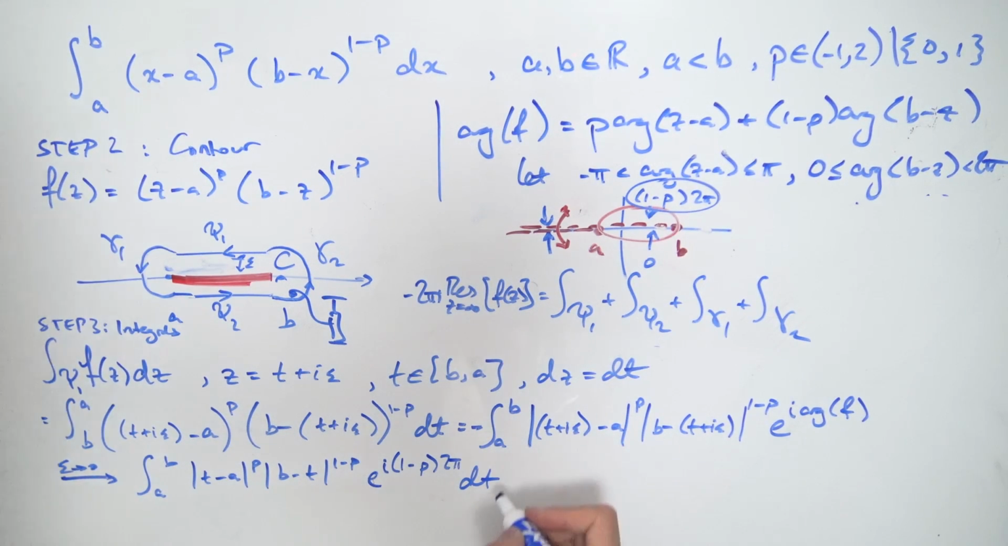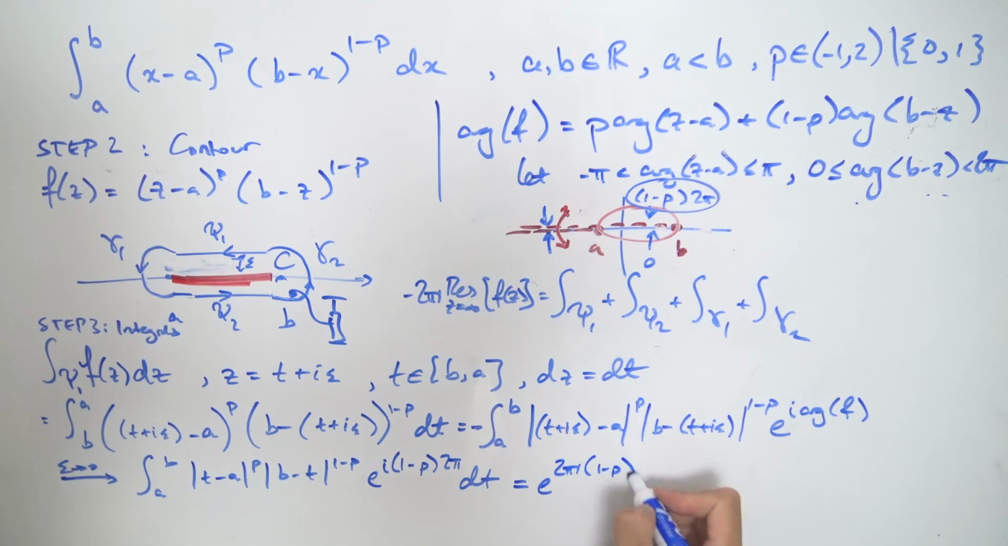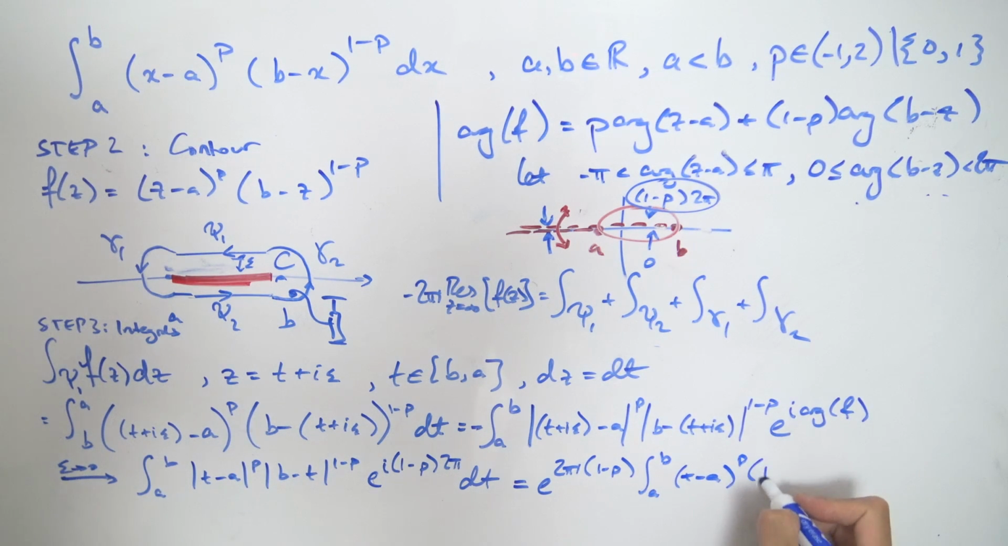Alright, cool. And now this is equal to, well, notice on the interval a to b, these absolute values are irrelevant because we're going to be positive everywhere. And we can bring out this constant, so that we're going to have e to the 2 pi i times (1 minus p), integral from a to b of (t minus a) to the p, and then (b minus t) to the 1 minus p dt.